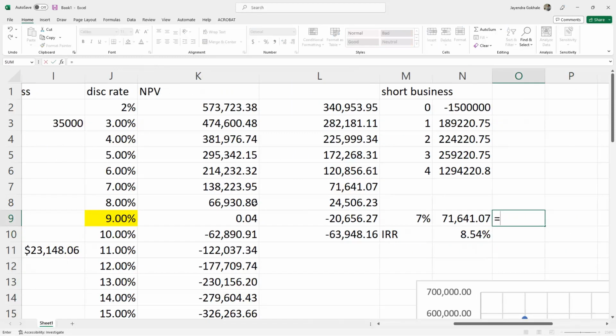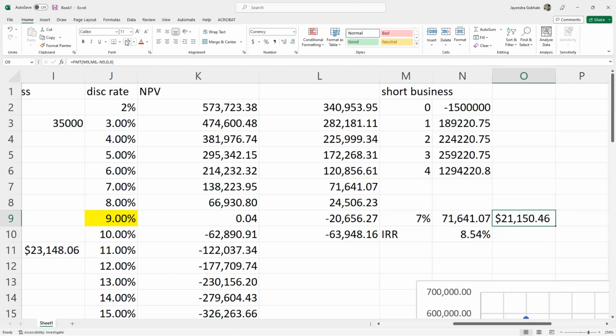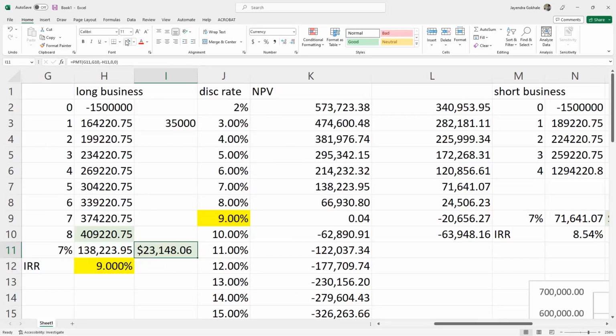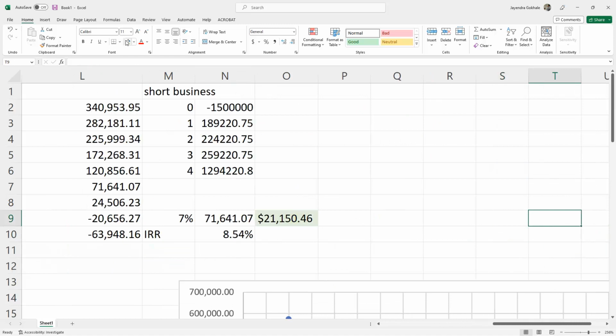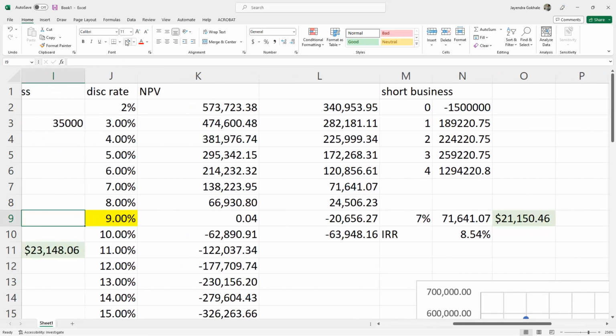Do the same thing here, equals PMT, that single payment at 7%, for 4 years, it's not 8 years anymore. And then present value is minus 71,000. Future value is 0 and type is 0. So this is 21,153 in green as compared to 23,148 in green. So the equivalent annual annuity of the long business is still more than the equivalent annual annuity of the short business. So all the three methods are giving us the same consistent answer. Do not take the short business, take the long business.